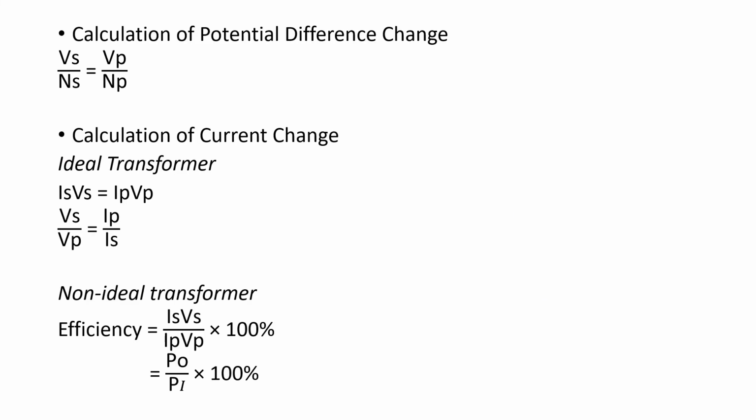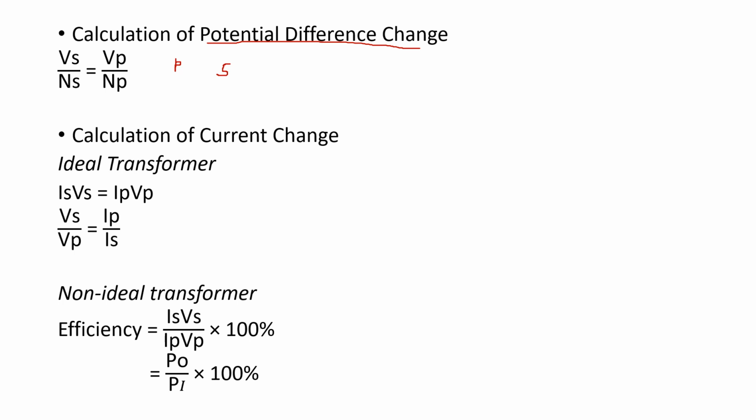These are the calculation formulas that we have to use for the step down and step up transformer. The calculation of potential difference change: Vs over Ns is equal to Vp over Np. This is the formula, where P means primary and S means secondary. It is the voltage over number of turns on each side.